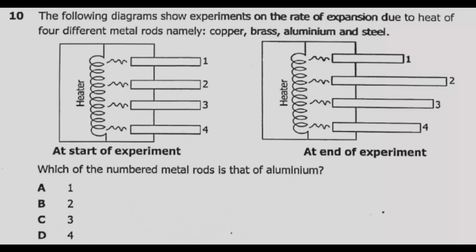So the question is, which of the numbered metal rods is that of aluminium? The correct answer is 2, aluminium, because aluminium expands the most among these metals. So it's aluminium, which is B. The correct answer is B.